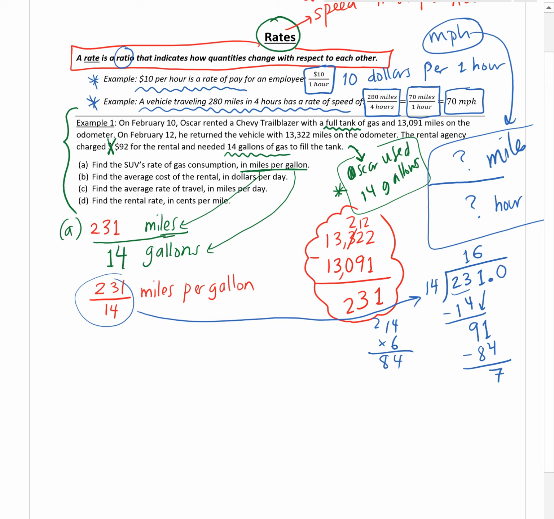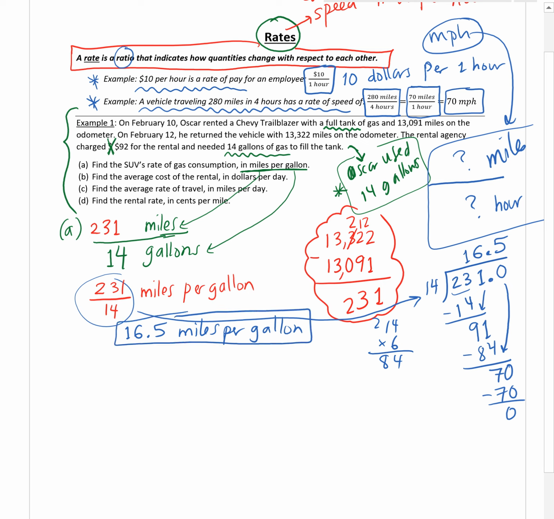All right, I'm not getting a 0 remainder. But again, I think they designed these problems so that this decimal ends at a certain point. I'm going to bring down that 0. 14 goes into 70. Oh, it goes in evenly 5 times. Good. Whew. All right, that was a close one. So it looks like my answer is 16.5 miles per gallon. That's not that great, huh? But I think for an SUV, that sounds about right, probably. You're going to be spending a lot of money on gas, I think.